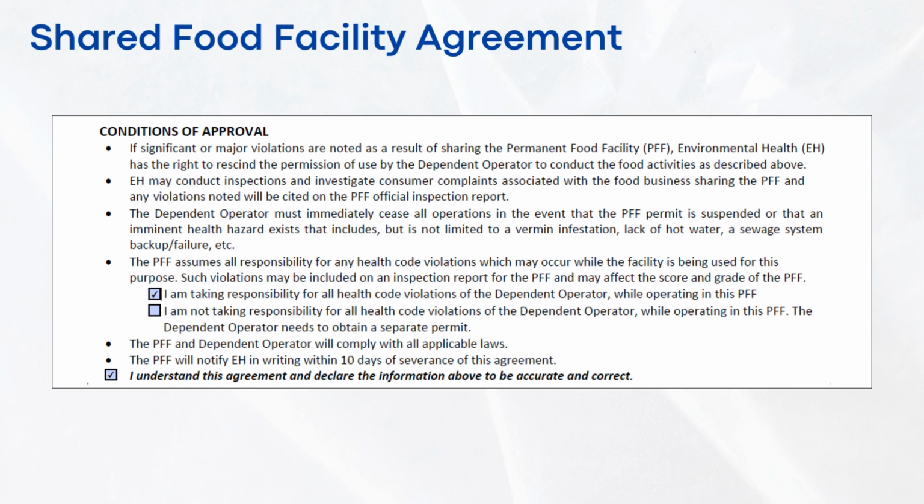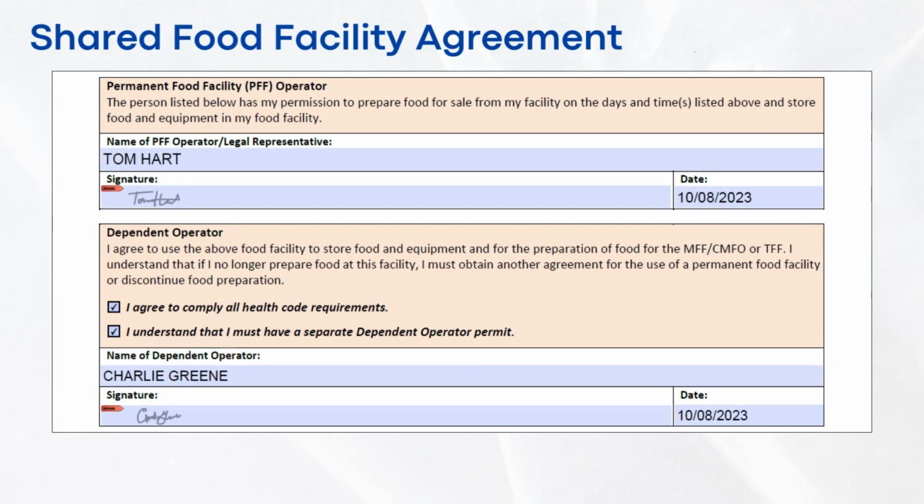The last option on page 2 must be completed. It states, I understand this agreement and declare the information above to be accurate and correct. Let's move on to page 3.